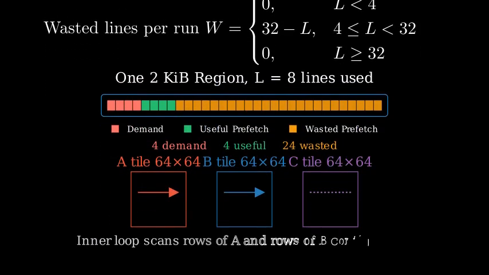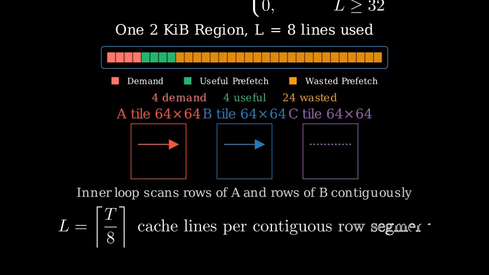Next, how does a tiled matrix multiply access memory? Consider tiles of size T by T, with row major layout and a good loop order. Each inner loop scans T elements contiguously along a row of A and T elements contiguously along a row of B. That means each inner run touches L equals ceiling of T divided by 8 cache lines, because each 64-byte line holds 8 double precision numbers.